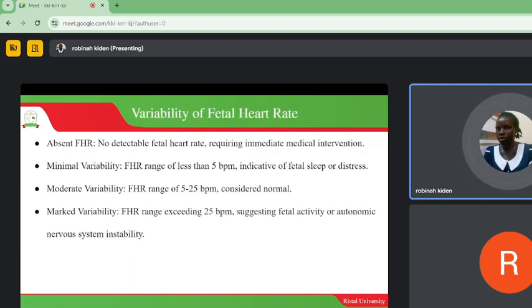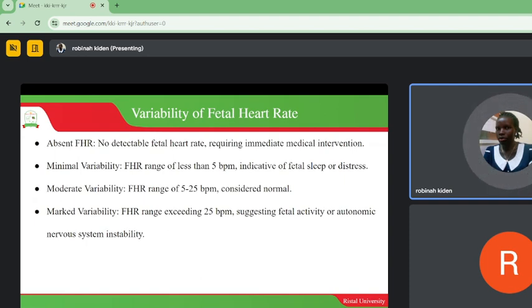So let us look at variability of fetal heart rate. Absent fetal heart rate, not detectable. Fetal heart rate requiring immediate medical intervention. So if you cannot feel the fetal heart rate immediately, you need to refer this mother for scanning to determine whether the fetus is still alive or not. Then minimal variability, fetal heart rate range of less than 5 beats per minute. It is indicative of fetal sleep or distress.